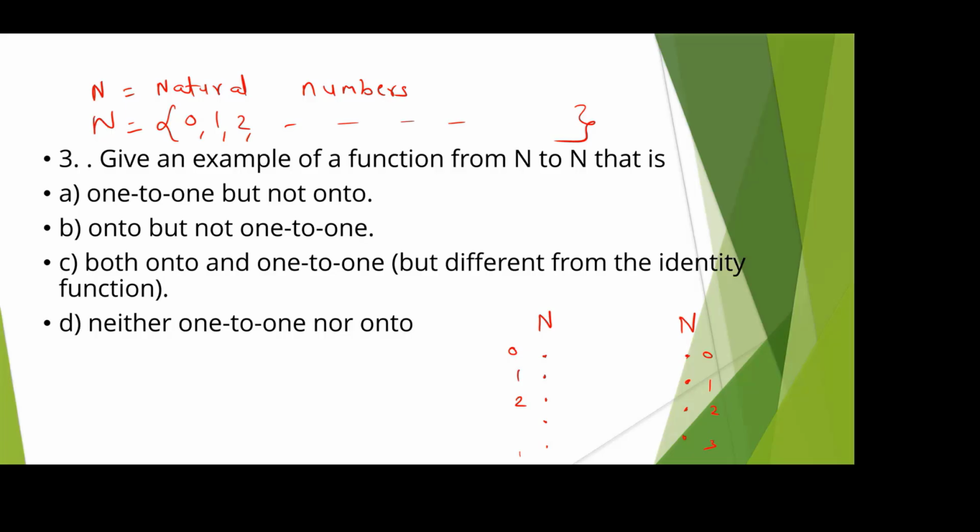So a function which is one-to-one but not onto, a function that is onto but not one-to-one, a function which is both onto and one-to-one, and one that is neither one-to-one nor onto. So we have to come up with functions which satisfy these properties. Again, I can expect different functions.